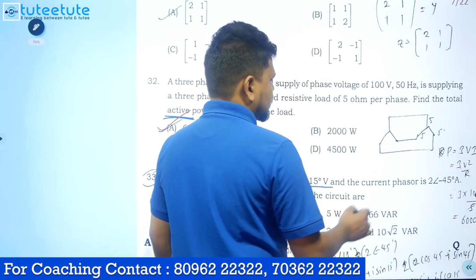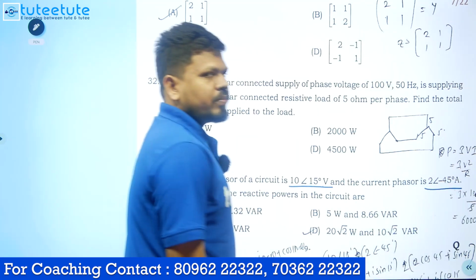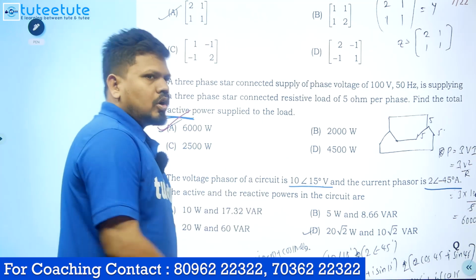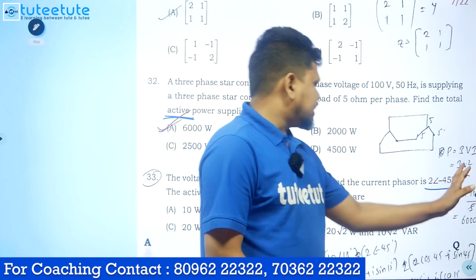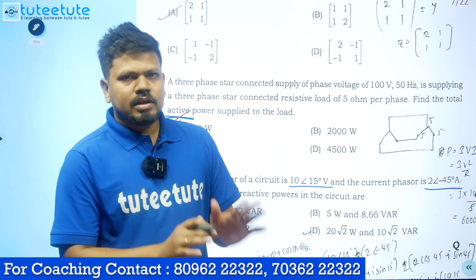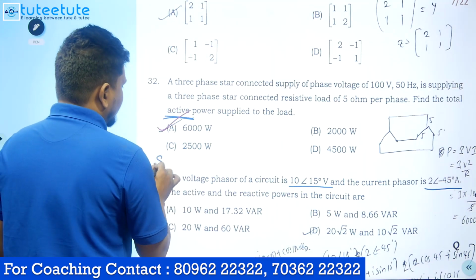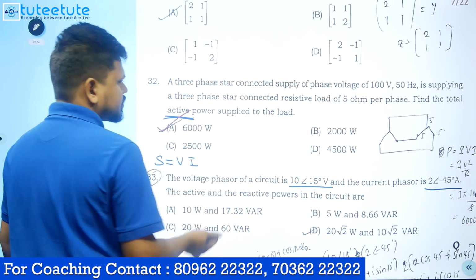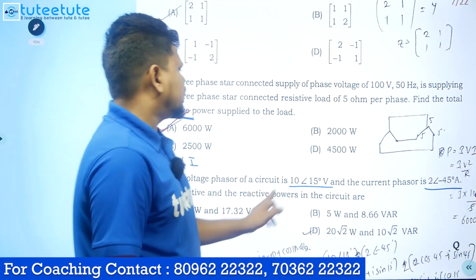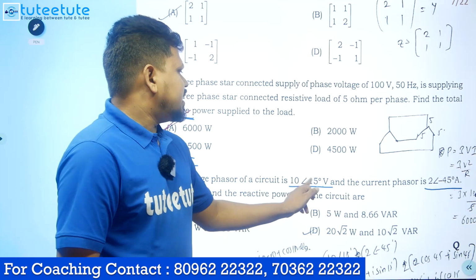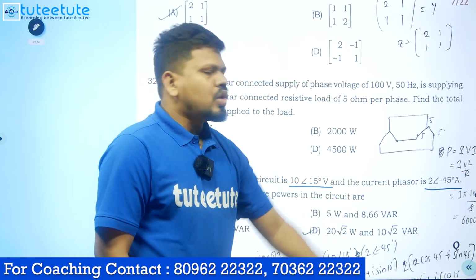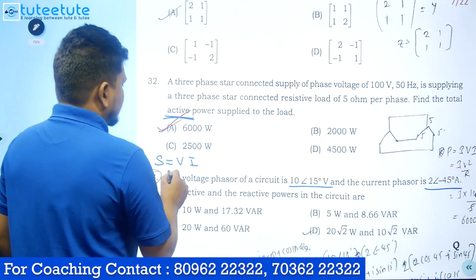Voltage and current is nothing but 2 at an angle of minus 45. Whenever this model of question comes in terms of angles, no need to calculate anything, directly we have to do. So what is the complete power? Apparent power S equal to V into I. What is apparent power? 10 at an angle of 15 into 2 at an angle of minus 45. Let's calculate.